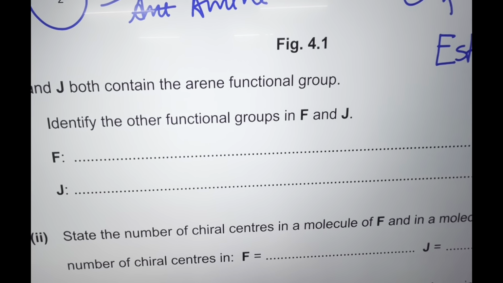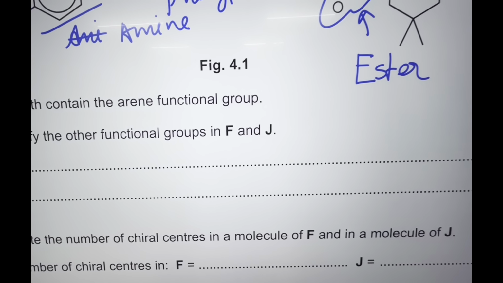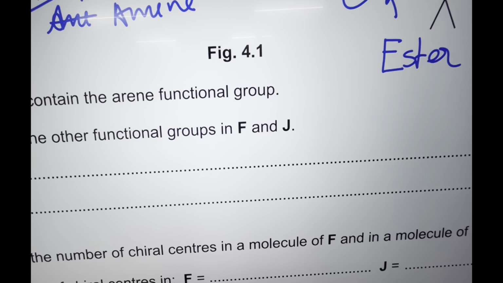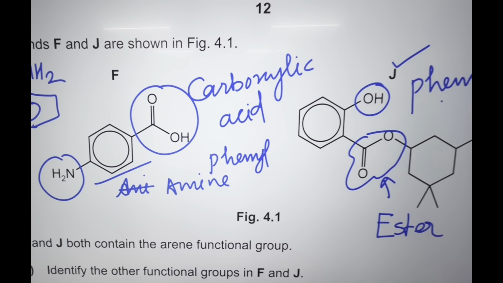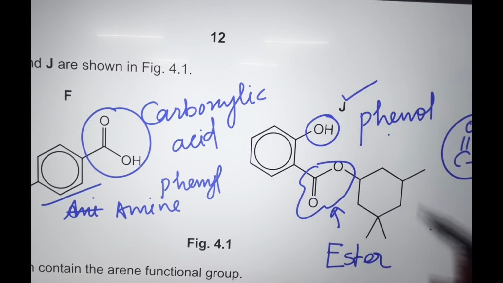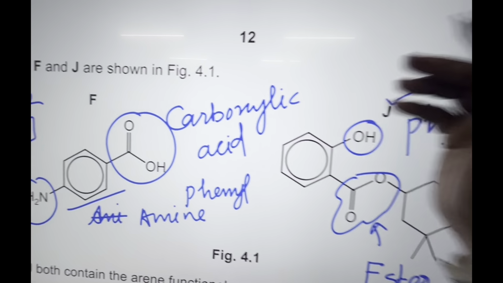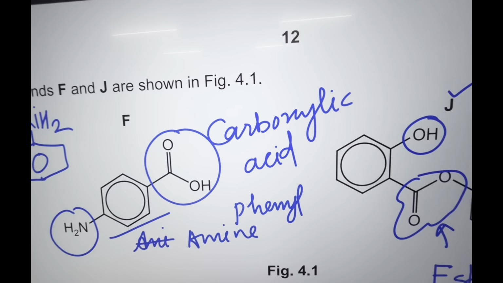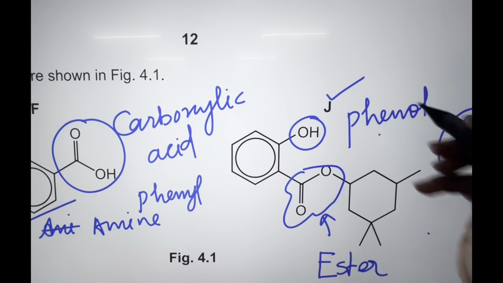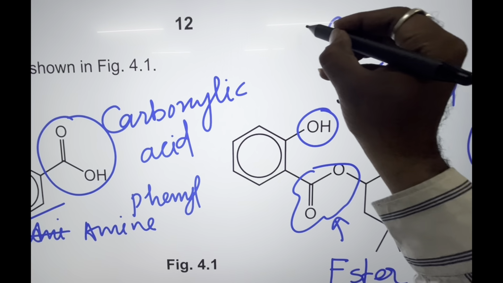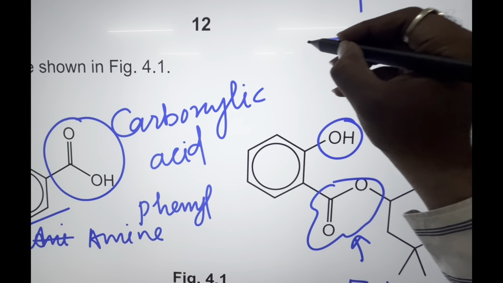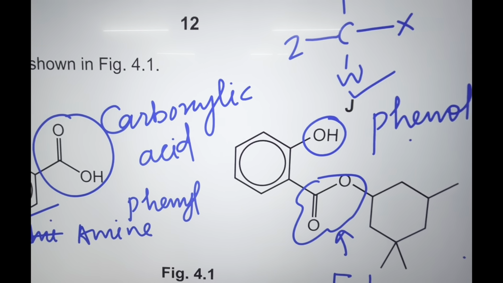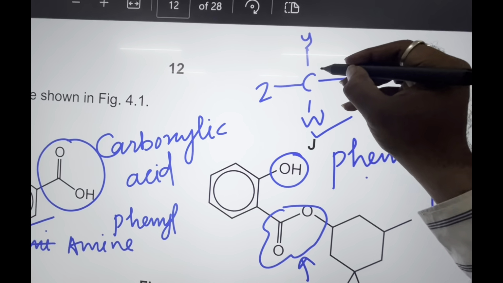State the number of chiral centers in the molecules F and J. Now look at the molecule F. What is a chiral center? A chiral center is a carbon atom to which four different groups are attached. Now we need to identify the carbon atom. Suppose this is my carbon atom, and all four groups attached are X, Y, Z and W. So this carbon is called the chiral carbon atom.